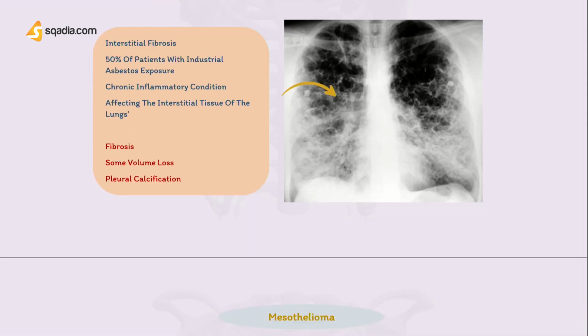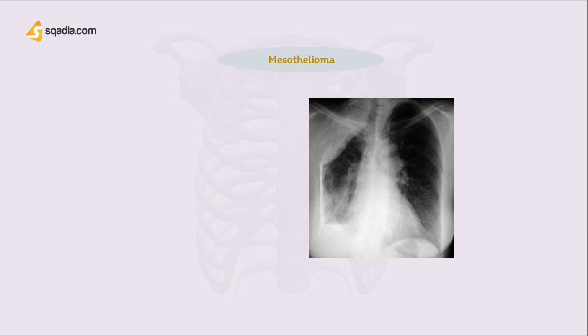Now, the last condition we're going to discuss is mesothelioma. A mesothelioma is a malignant tumor that develops in the pleura, usually unilaterally, and causes pleuritic type chest pain. 5 to 10% of asbestos workers develop malignant mesothelioma. It has a latent period of 20 to 45 years. On a chest X-ray, it gives characteristic pleural shadowing and evidence of chest wall invasion or metastasis.